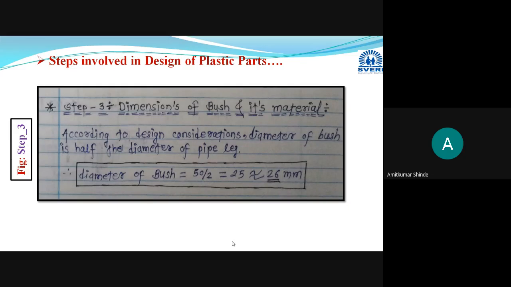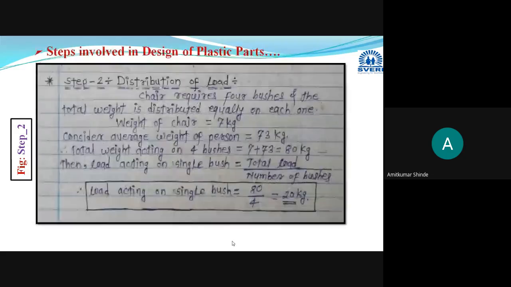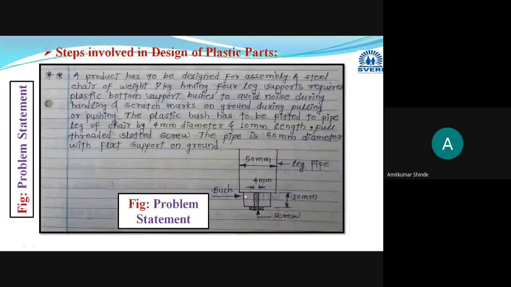Okay, I will show you the diagram for this. Here this is the bush. First you have to decide the diameter. This is the diameter of the bush and its length.